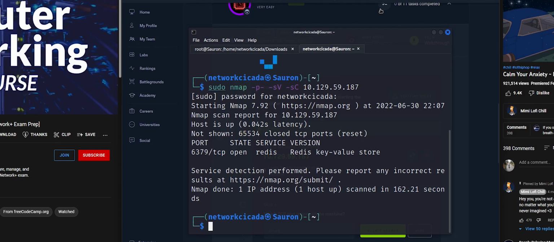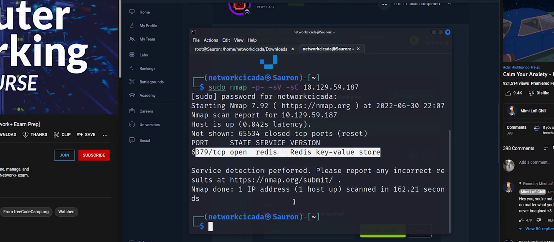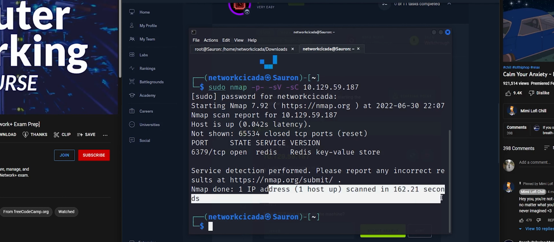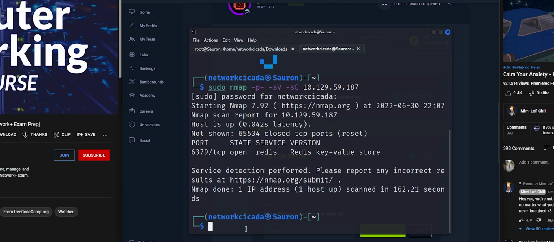Results will show port 6379 open running the Redis service. Redis is an in-memory key-value store. It will store a small amount of information that people can access really fast compared to other databases, since this one in particular is stored in memory. So it basically trades amounts of storage in exchange for fast retrieval.